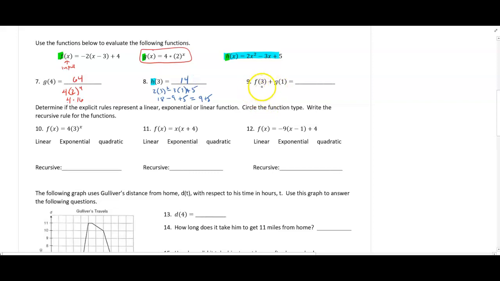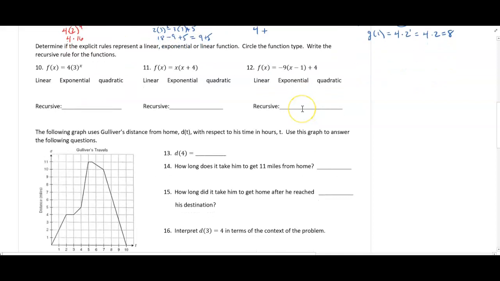Okay, number 9. Now I'm taking f of 3 and adding g of 1. So the first thing I want to do is evaluate f of 3. So I'm going to go to this first function and plug 3 in for x. Negative 2 times 3 minus 3 plus 4. This is going to give you 0. Negative 2 times 0 is 0. So f of 3 is 4 plus g of 1, right? When I plug 1 in for x there, 4 times 2 to the first power, 4 times 2, which is 8.